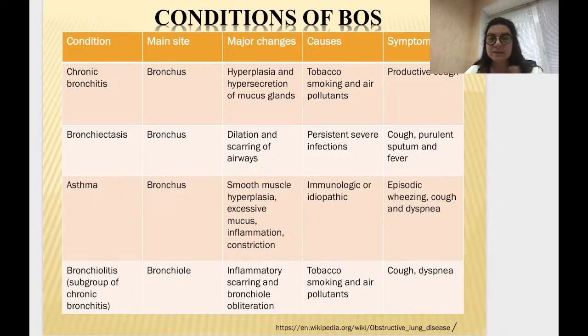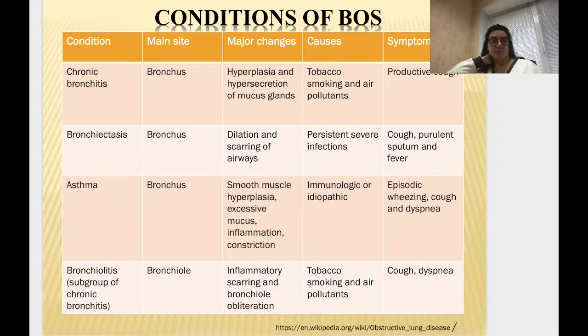Okay, and it is a table with differential diagnosis of conditions of bronchoobstructive syndrome. What are the most often conditions? It is chronic bronchitis, here meaning obstructive bronchitis. It can be bronchoectasis, asthma, and bronchiolitis. It is a subgroup of chronic bronchitis with obstruction of small bronchi that we name bronchioles.